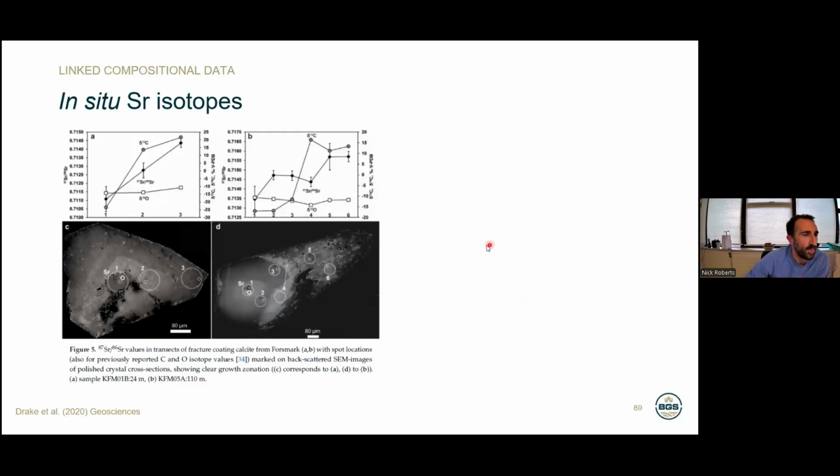We can also do the same thing with strontium isotopes. That can also be done by laser. So here are similar crystals from a similar area, and we're seeing changes in strontium isotope space along these crystals.